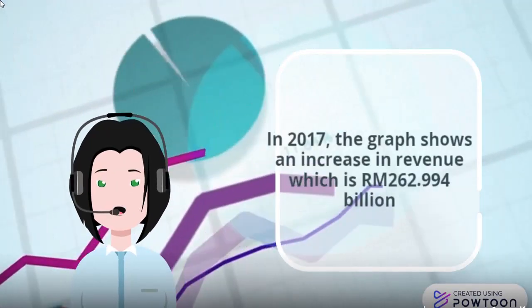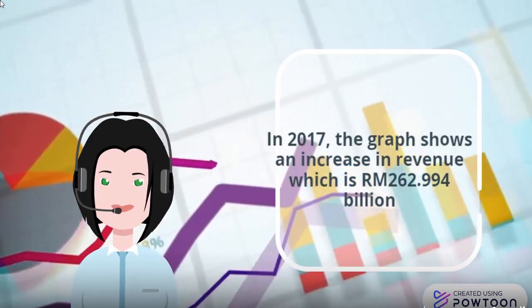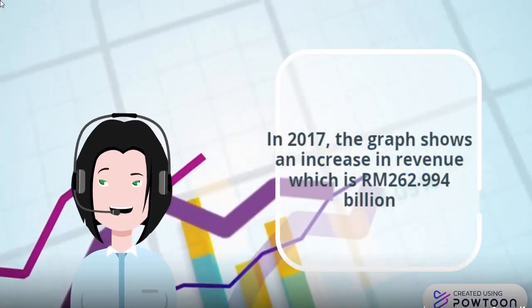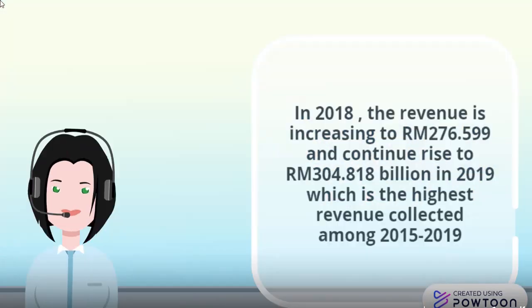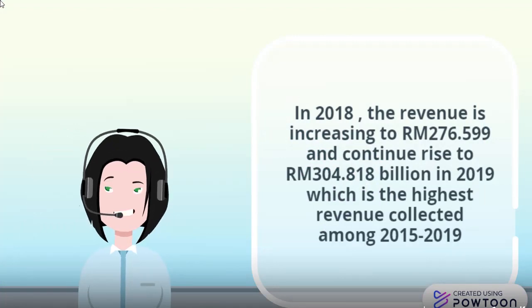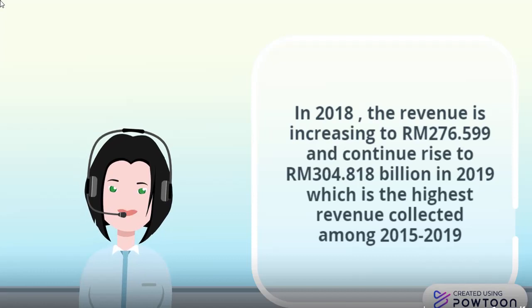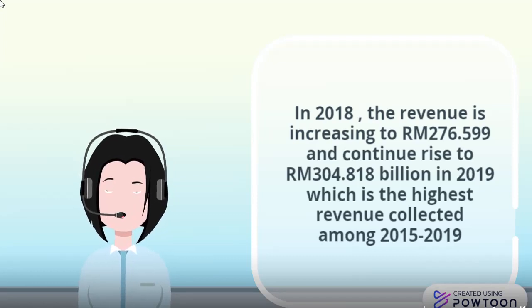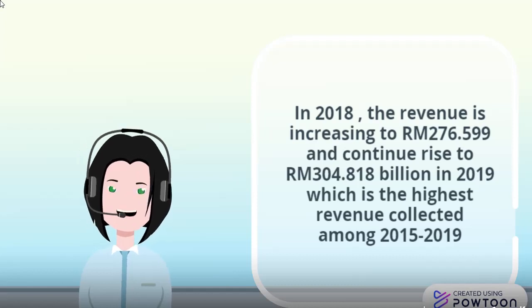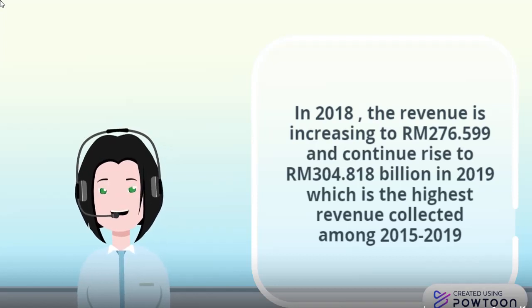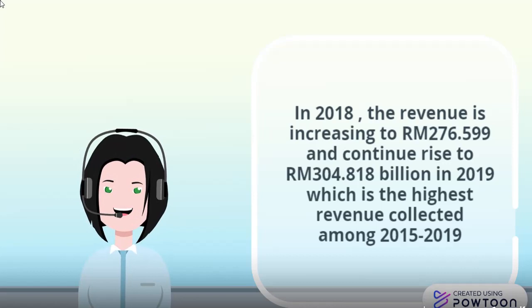In 2017, the graph showed an increase in revenue, which is 262.994 billion. In 2018, the revenue is increasing to RM276.599 billion and continues to rise to RM304.818 billion in 2019, which is the highest revenue collected among 2015 until 2019.